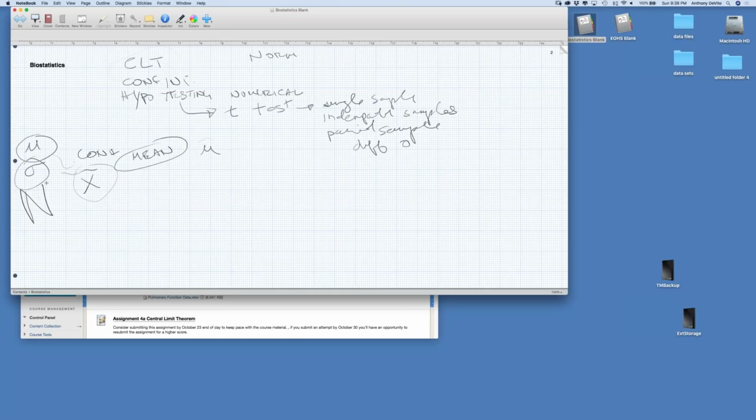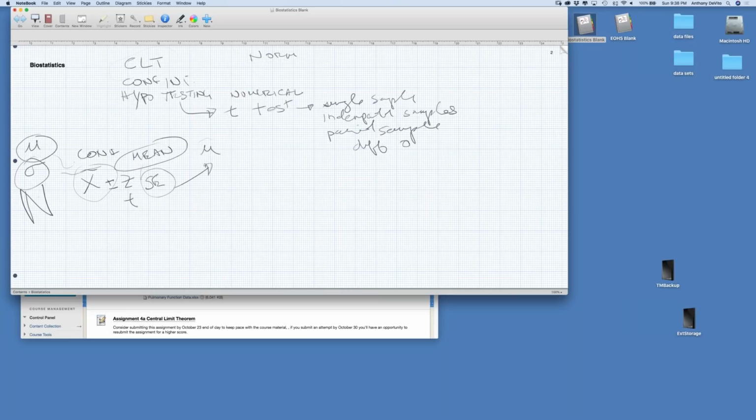So our confidence interval for mu, in other words, the range within which we expect mu to fall, could be measured by saying x bar, the mean for the sample, plus or minus some score, some z-score or t-score. We'll talk about that in a second, times a standard error. Well, let's break this down a little bit. What is this standard error?